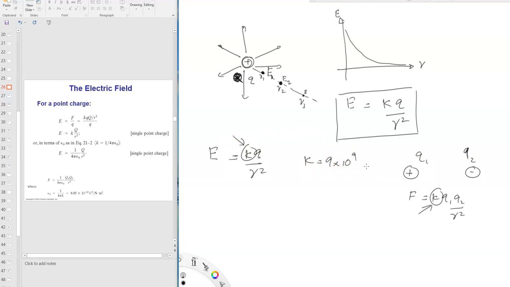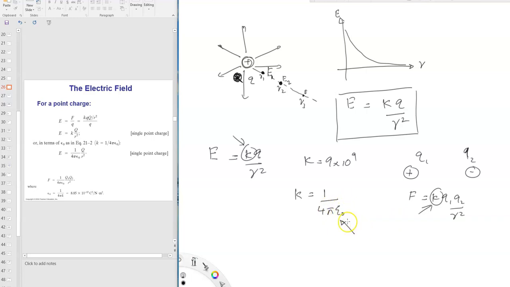This is not a fundamental constant. It has more stuff in it. So there's another way of writing that. We can write K as 1 over 4 pi epsilon naught. Now epsilon naught is a more fundamental constant.